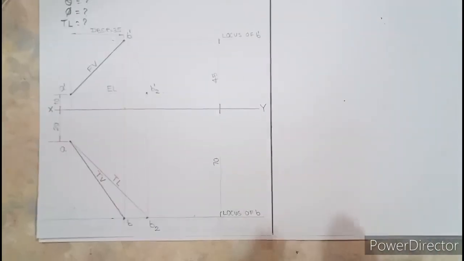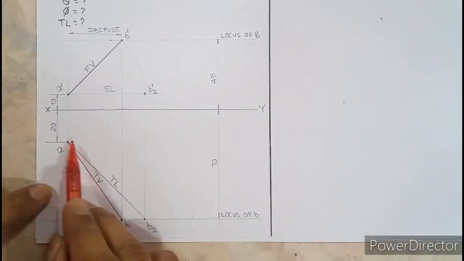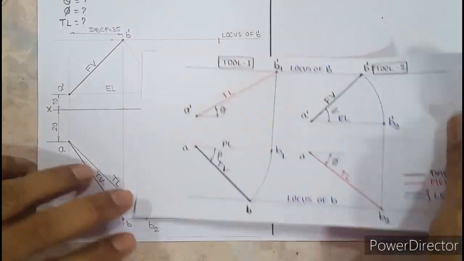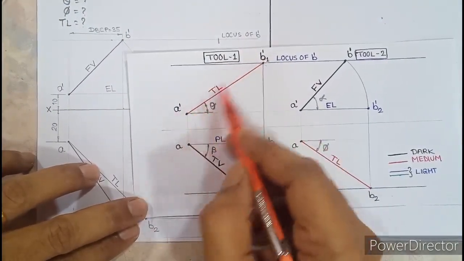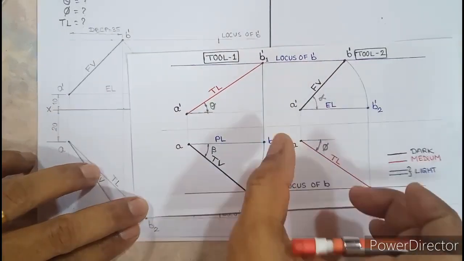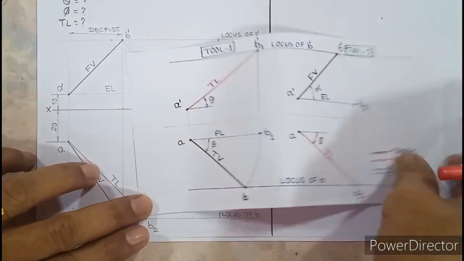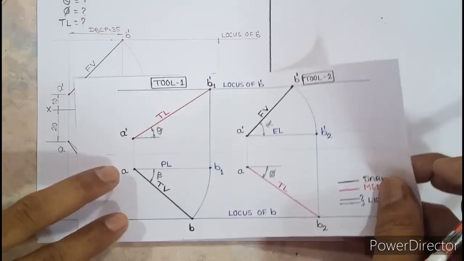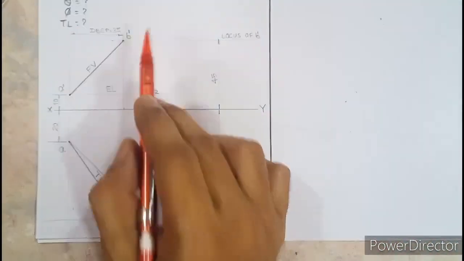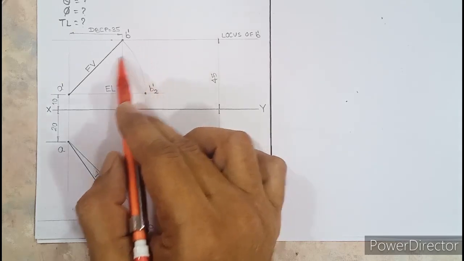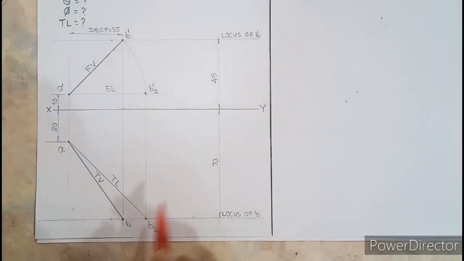Then what should we do? Because we have got one true length AB2, and we know that the next true length has to be A dash B1 dash. Both the true lengths should measure the same. So where does B1 dash lie? It lies on the locus of B dash. Here on the locus of B dash, one point is missing, that is B1 dash, and that has to be connected with A dash. So the true length remains the same.